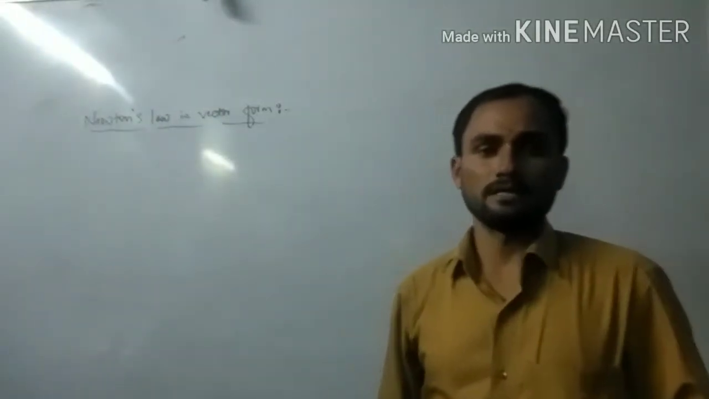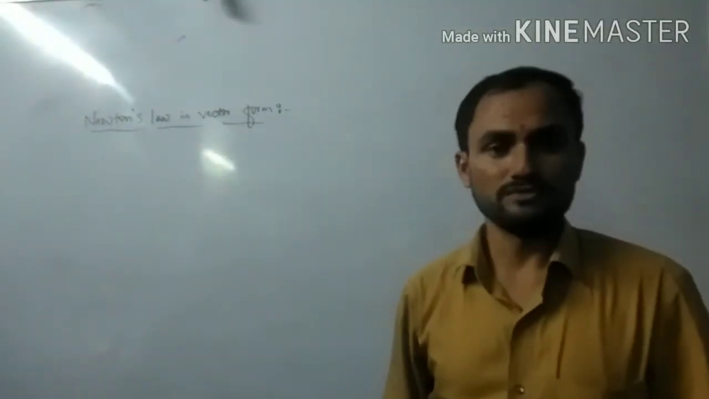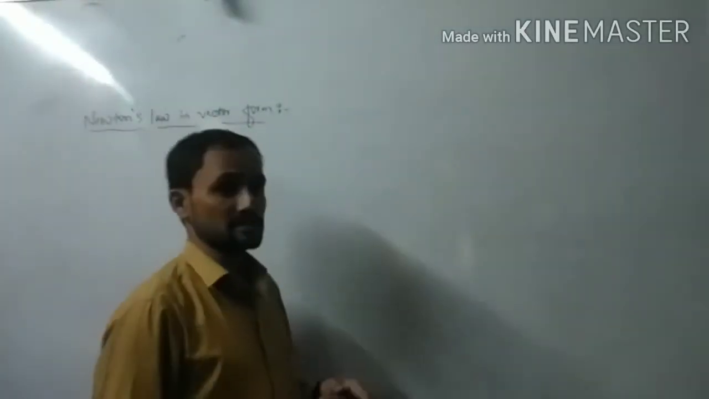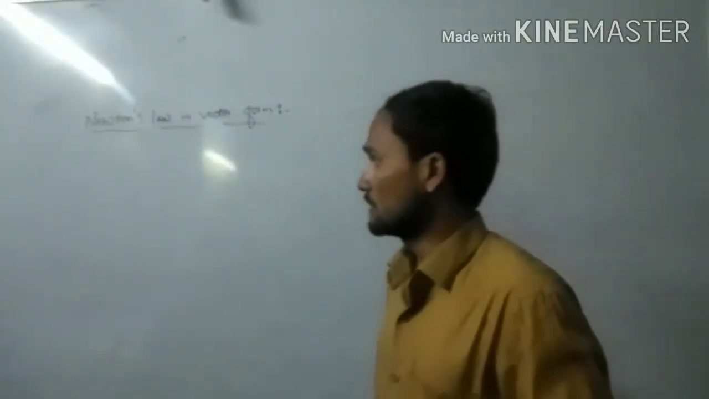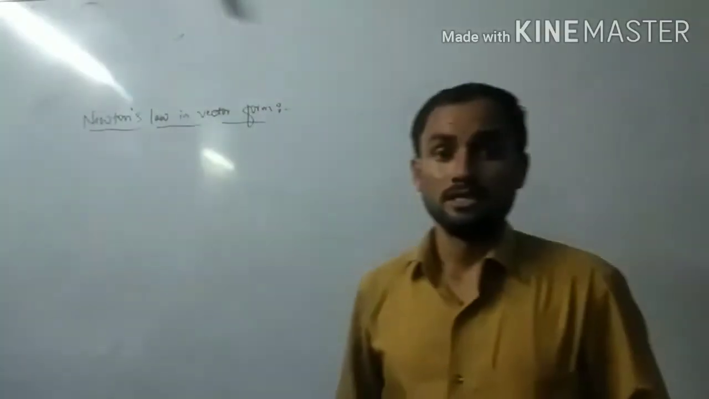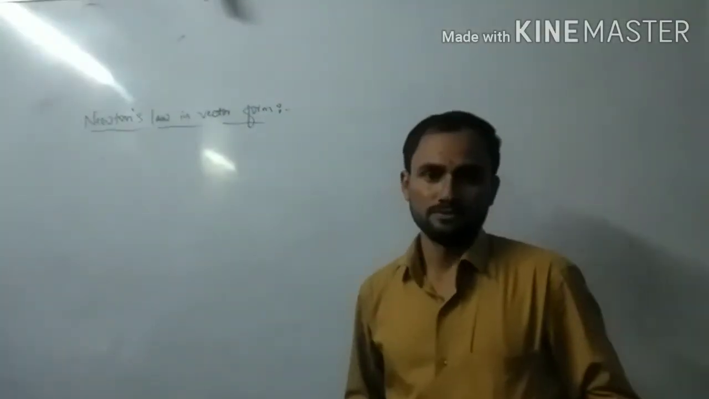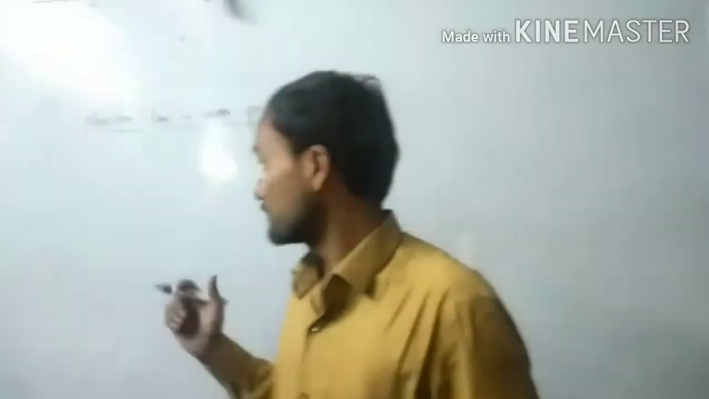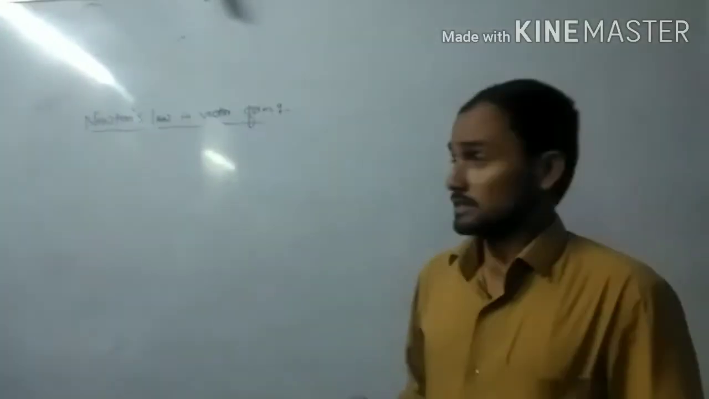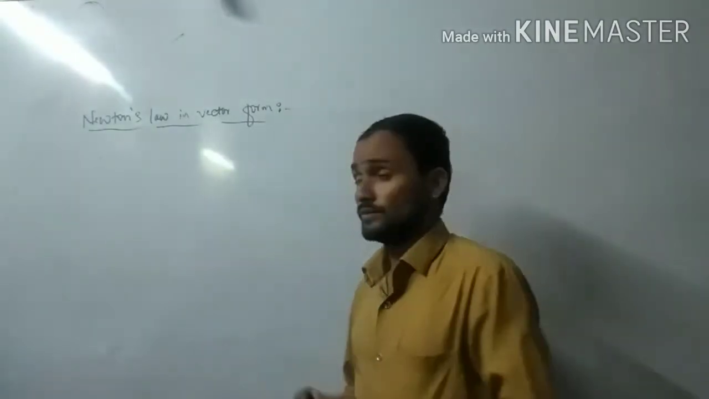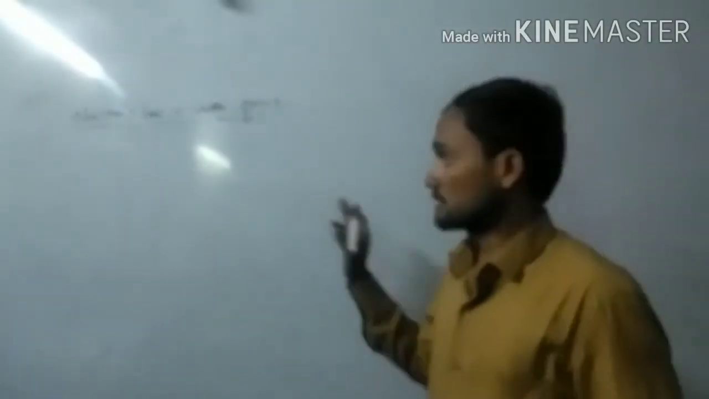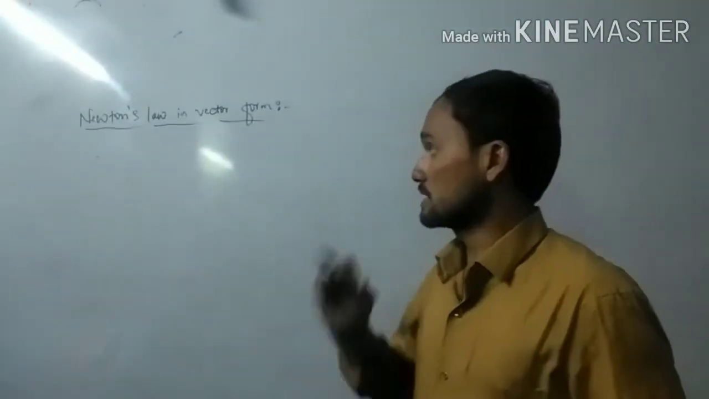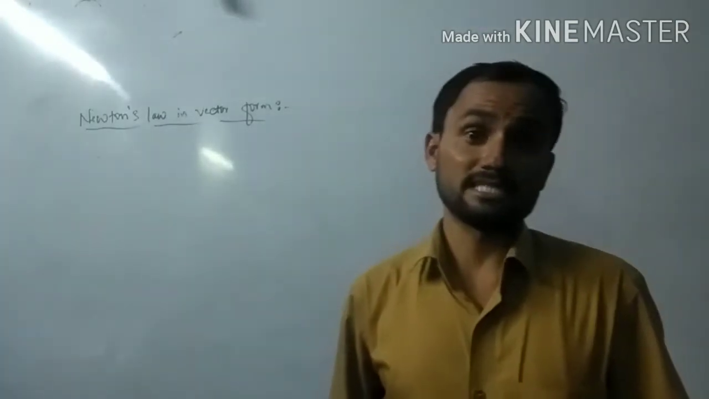Gravitational force. What do you mean by gravitational force? The force of attraction between any two bodies of the universe is called gravitational force. Based on the gravitational force, Newton proposed a law known as Newton's law of gravitation. We have discussed the statement and the derivation. According to him, the force of attraction between any two bodies is directly proportional to the product of their masses and inversely proportional to the square of the distance between them.